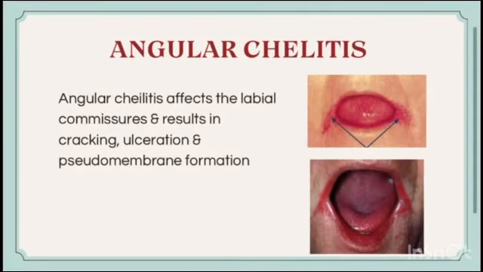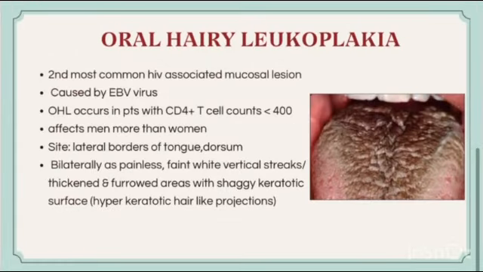Next, angular cheilitis. Angular cheilitis affects the labial commissure and results in cracking, ulceration, and pseudomembranous formation. Next, oral hairy leukoplakia. It is the second most common HIV-associated mucosal lesion, caused by the EBV virus.